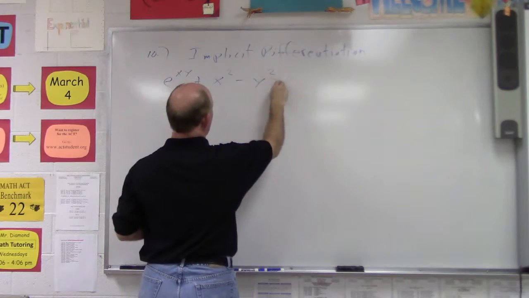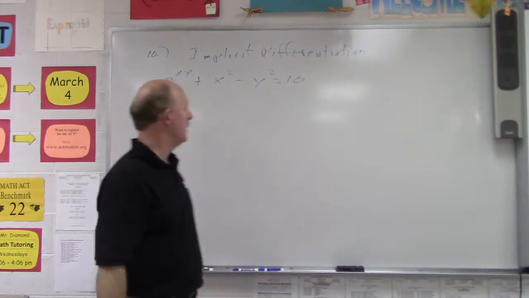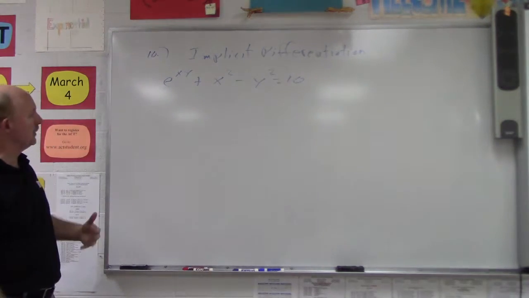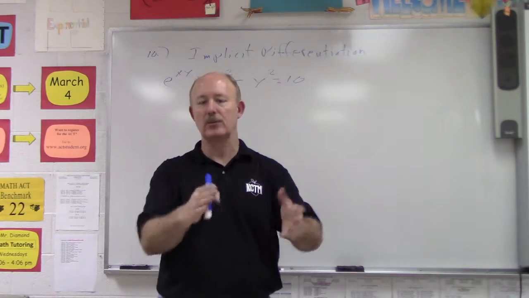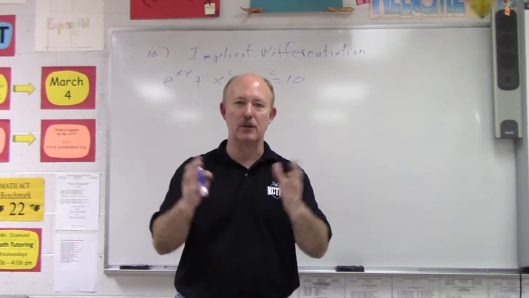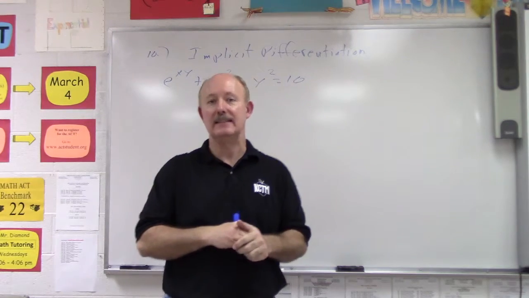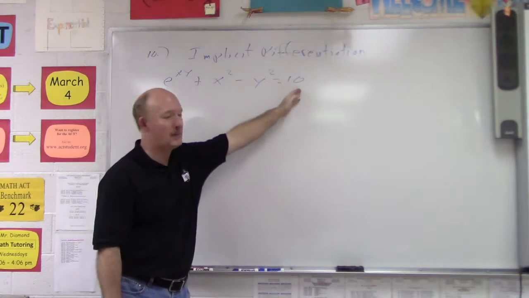Minus y squared equals 10. Okay, so this is our function now. Remember, it's implicit differentiation. Trying to solve this equation for y in terms of x would be very difficult. But remember, we can still find the derivative fairly easily, just the way it sits. So let's get started. We got 4 terms here we got to find the derivative of.